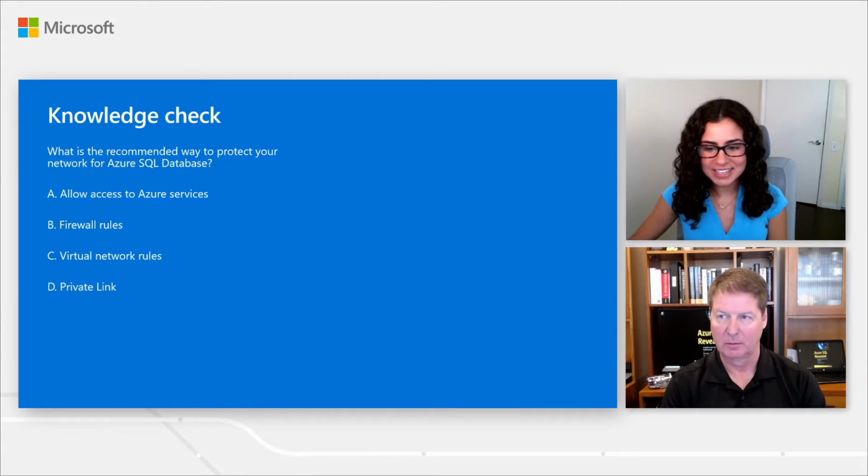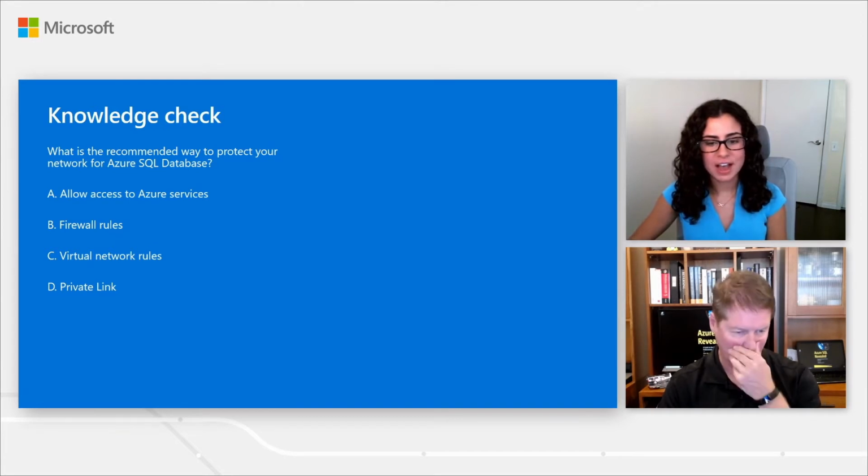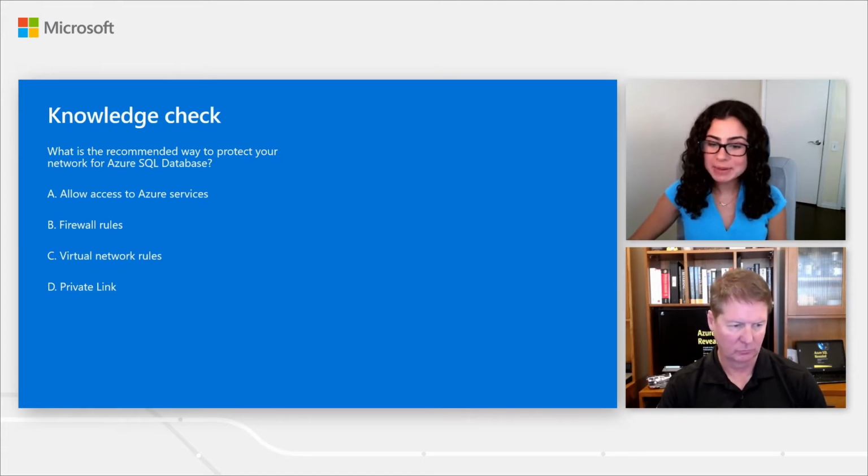But it looks like we have about 2% of people saying answer A, allow access to Azure services. 10% people saying firewall rules, 9% saying virtual network rules, but 80% of you saying private link. So Bob, let me put you on the spot. And you know, what's the answer here?